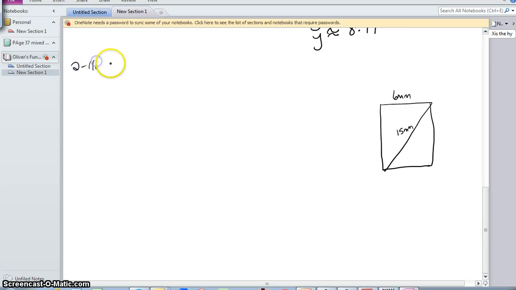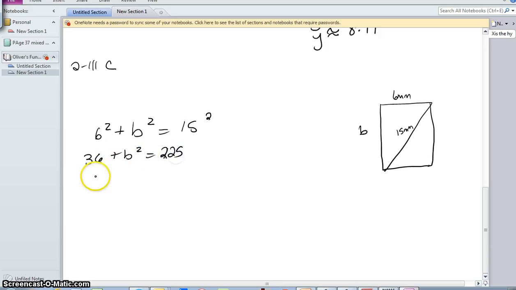In 2-111C, I'm asked to determine the perimeter of the rectangle shown at the right. Well, I have a 6 squared plus b squared equals 15 squared situation. 36 plus b squared equals 225. b squared equals 225 minus 36. So b equals the square root of 189.